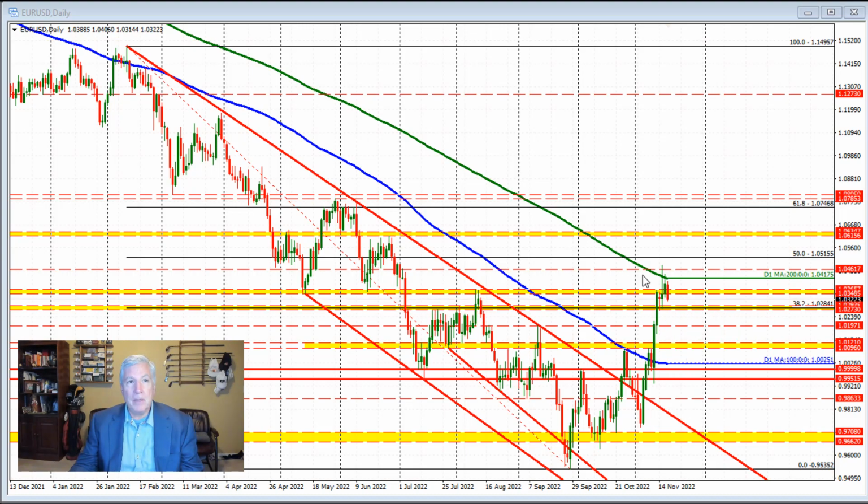If we move below this area, down to 1.0273, that would open the door for further selling pressure. But right now the buyers had their shot, folks. The buyers made the key break above the 200-day moving average but couldn't sustain the momentum and moved below this swing area. So the sellers are starting to take back a little bit more control, at least in the short term.